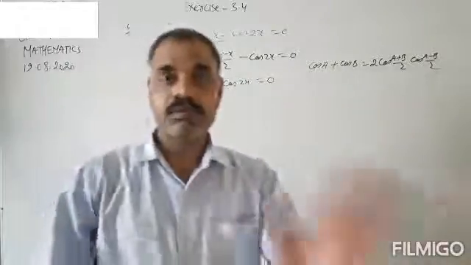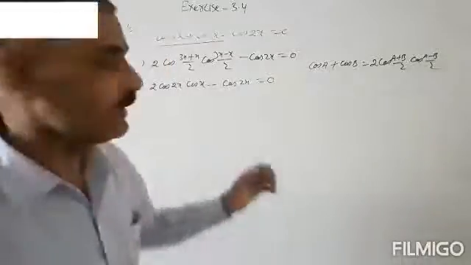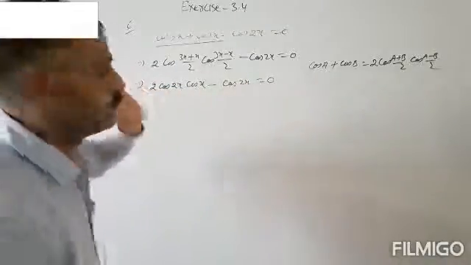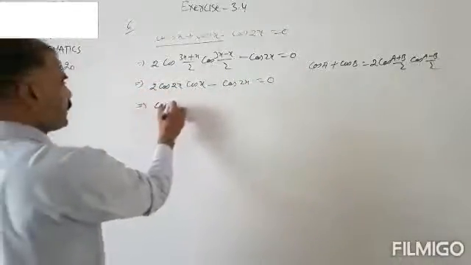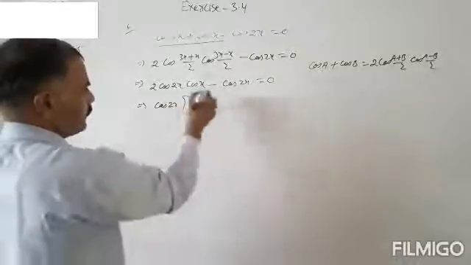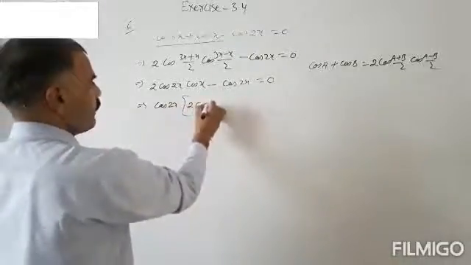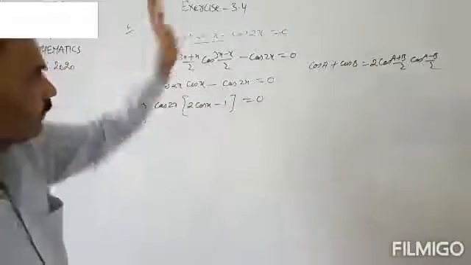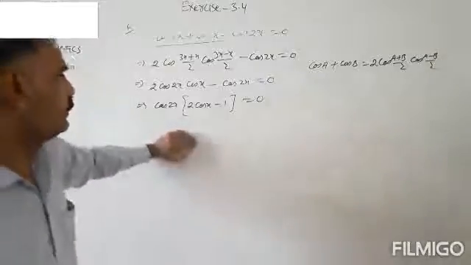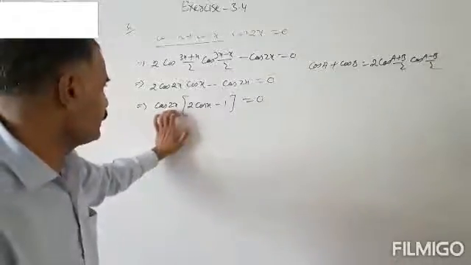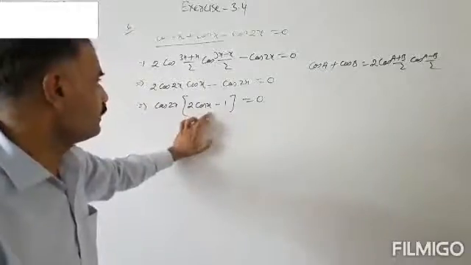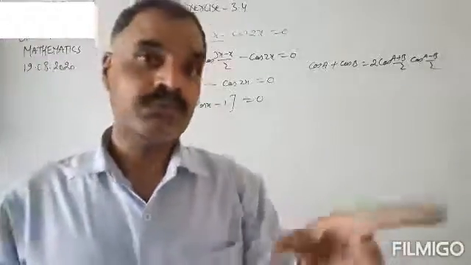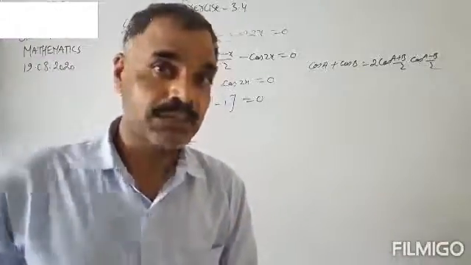Now let us have a look at the trigonometric equation: 2 cos 2x cos x minus cos 2x equals 0. Cos 2x can be taken as common. So cos 2x times (2 cos x minus 1) equals 0. In this equation, the product of these two terms is 0, so either the first term equals 0 or the second term equals 0.